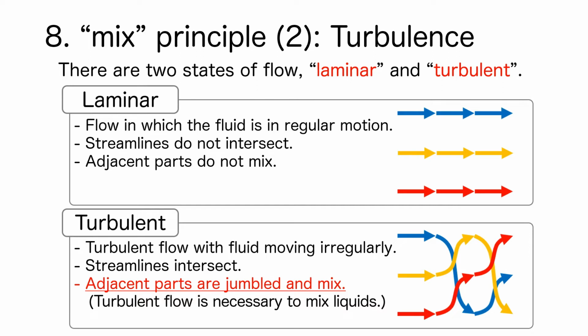In fact, there are two states of flow, laminar and turbulent. Laminar is a flow in which the fluid is in regular motion, while turbulent is a troubled flow in which the fluid is in irregular motion. In order to mix liquids, a state of turbulence is necessary in which adjacent parts mix together due to irregular motion.